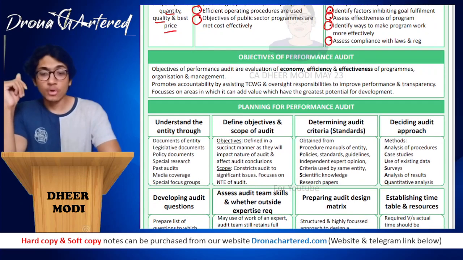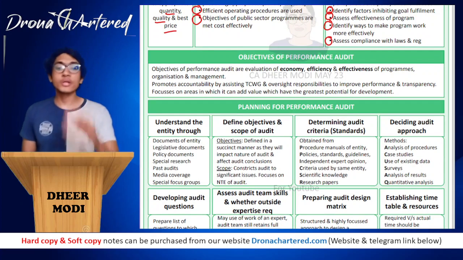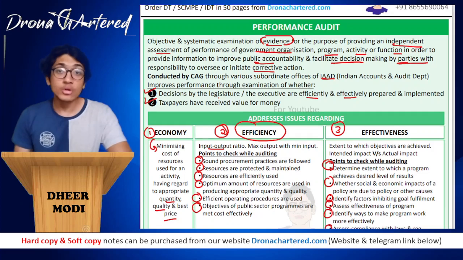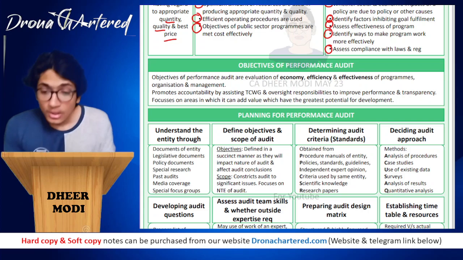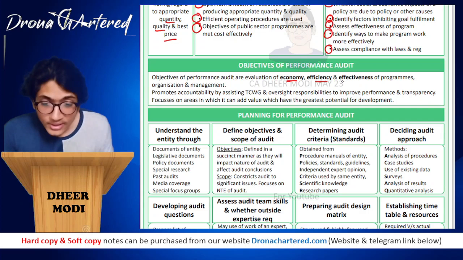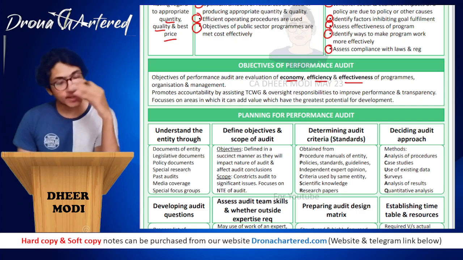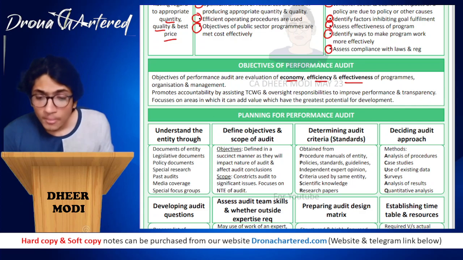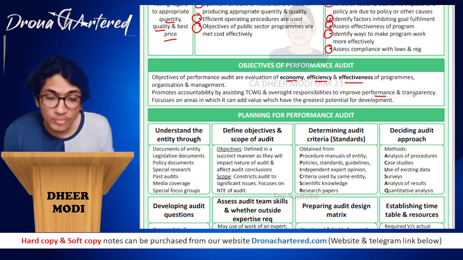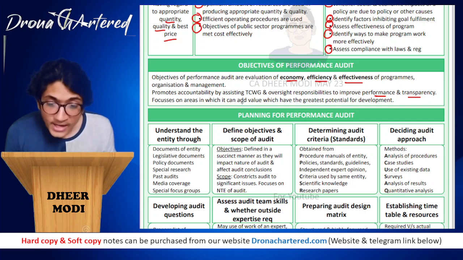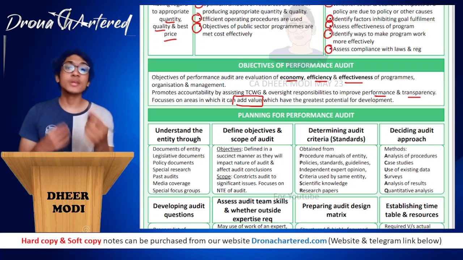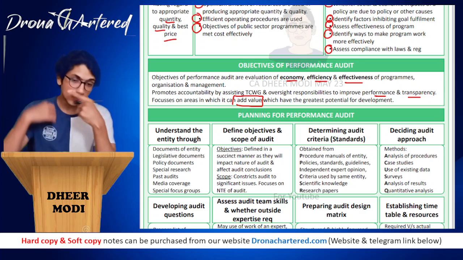Okay. Next is your objectives of performance audit. So now what audit did we do? Right now the audit that we did was your performance audit. Now we are doing your performance audit only, but objectives. So objectives of performance audit are evaluation of economy, efficiency, and effectiveness. The entire chapter you will see these three words. Promotes accountability by assisting those charged with governance and oversight responsibilities to improve performance and transparency. Next, focuses on areas in which it can add value, which have the greatest potential for development. So if they are doing something, of course, they should be adding value to the whole process.